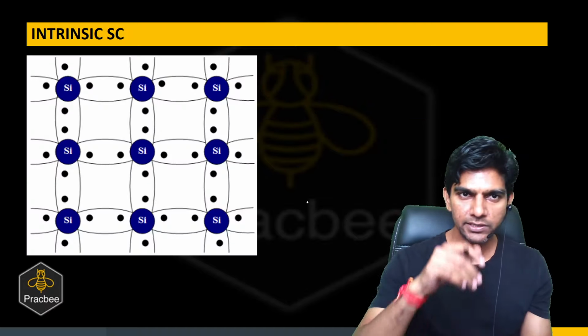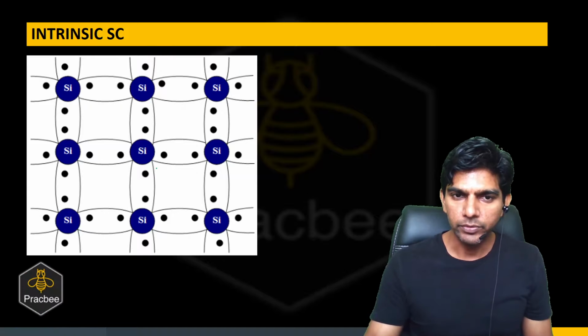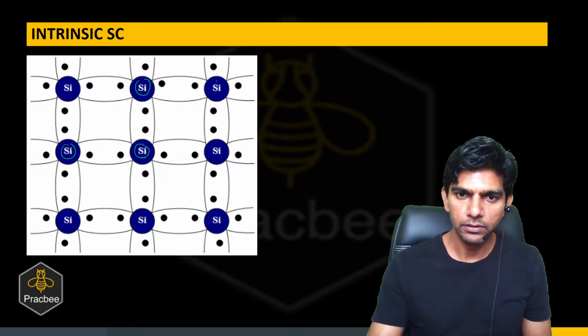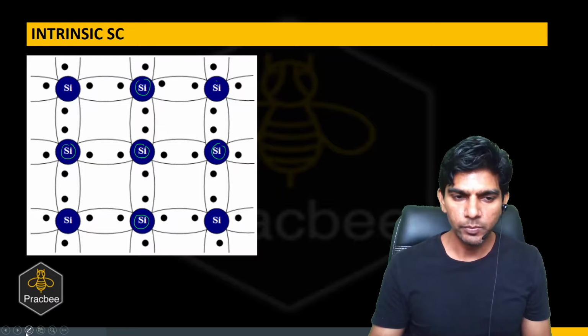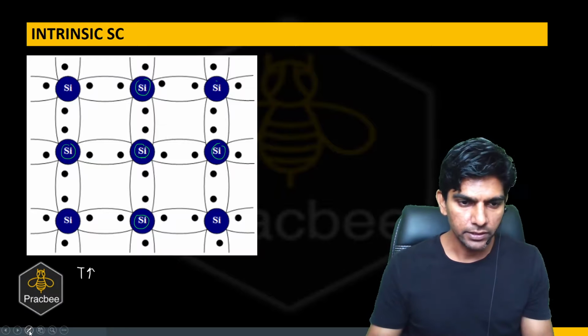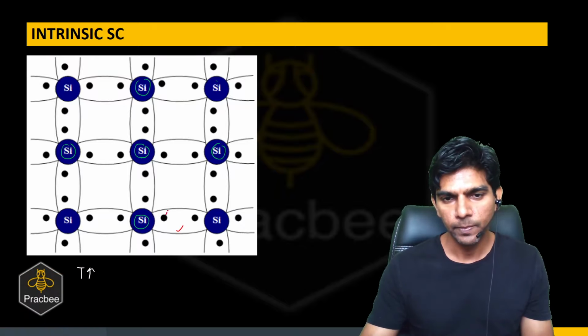Okay, now let us see what an intrinsic semiconductor is. A single silicon atom is bonded with 4 neighboring silicon atoms. If I consider this silicon, it is bonded with 1, 2, 3 and 4. Now what happens as the temperature is increased? Some bonds will break. Let us say this bond breaks first. If this breaks, let us say this electron will come out.